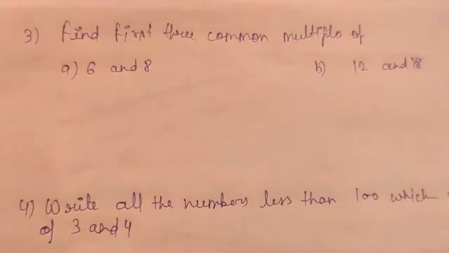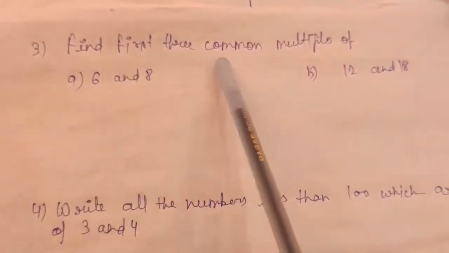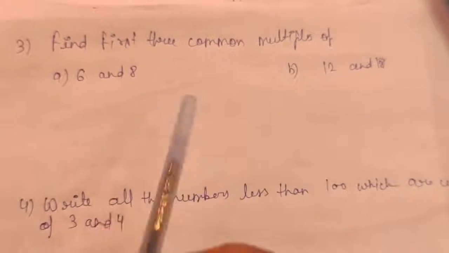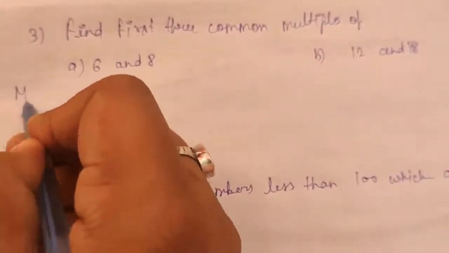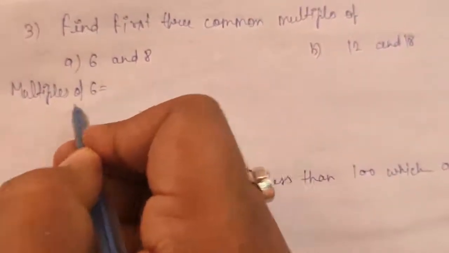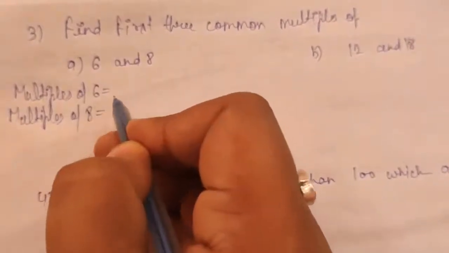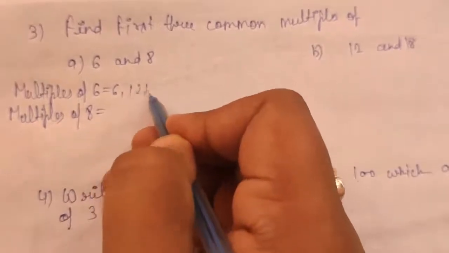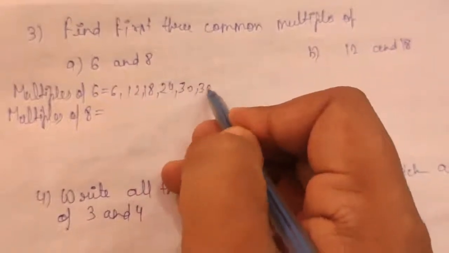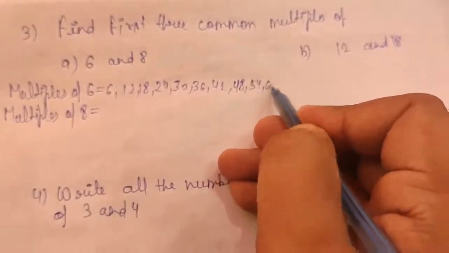Now this is question number 3 of this same exercise. Find the first 3 common multiples of 6 and 8, and of 12 and 18. Multiples are different from factors, which we have done earlier. For the multiples we will write the table: 1s are, 2s are, 3s are, 4s are, then these are the multiples. 6 1s are 6, 6 2s are 12, 6 3s are 18, 6 4s are 24, 6 5s are 30, 6 6s are 36, then 42, then 48, then 54 and then 60.